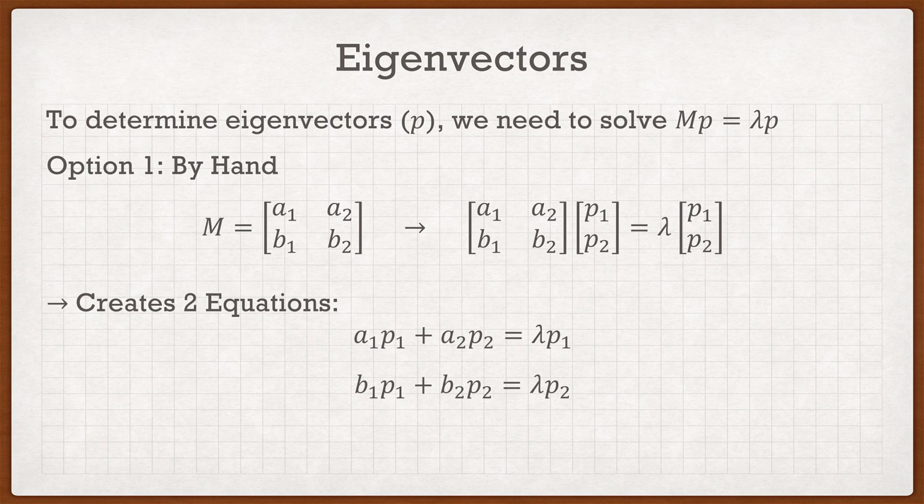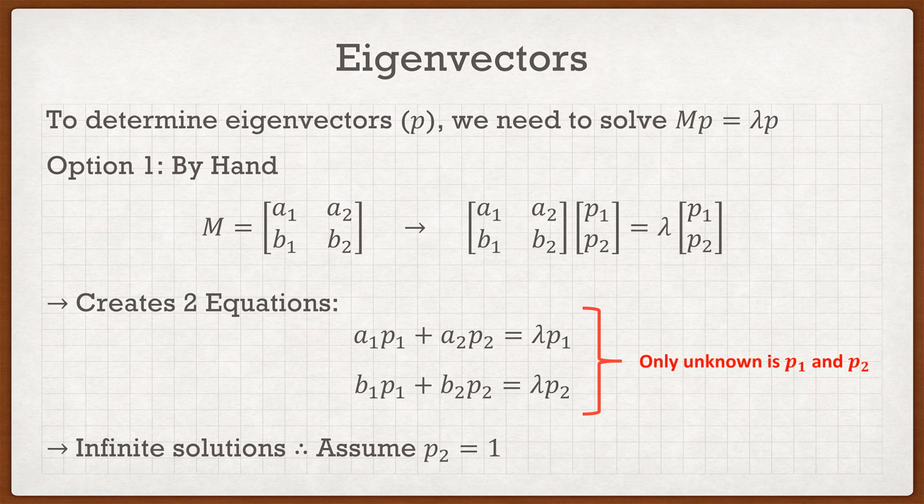Expanding it out, I get A1 times P1 plus A2 times P2 is equal to lambda P1. And then I get the equation which is very similar on the bottom, which instead of A, it's just B. And at the end, it's P2 instead of P1. And all I have to do is really solve these equations. And it sounds simple, right? I have two equations and two unknowns, which are P1 and P2. But you'll find quickly that there are going to be infinite solutions.